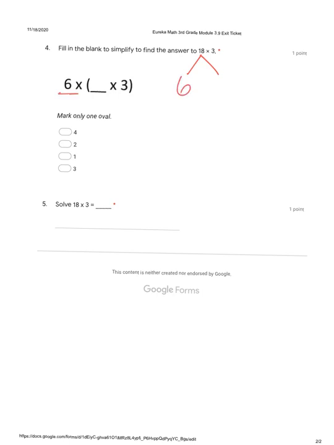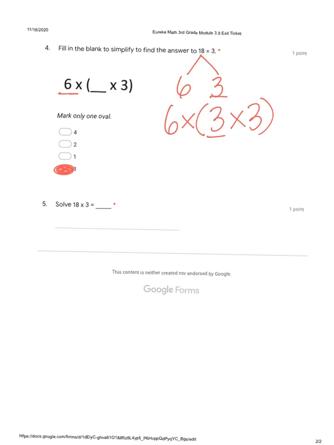They've given us one factor. 6 times what equals 18? 6 times 3 equals 18. So we can do 6 times 3 times 3. So we already know our answer to this problem is 3. But I'm going to go ahead and work it out to show you how to figure this out.